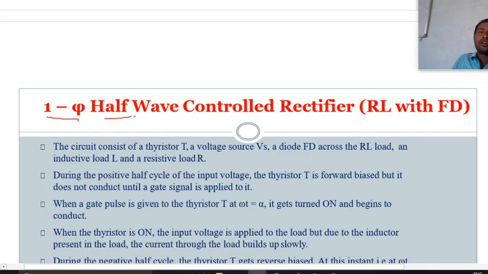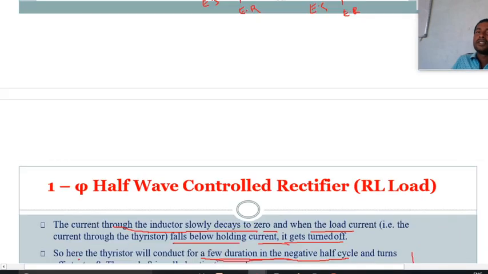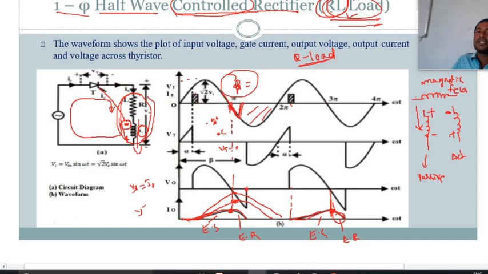Now, single phase half wave controlled rectifier. Controlled means thyristor. Rectifier, RL load with a freewheeling diode. Let us first discuss the disadvantages with the RL load.